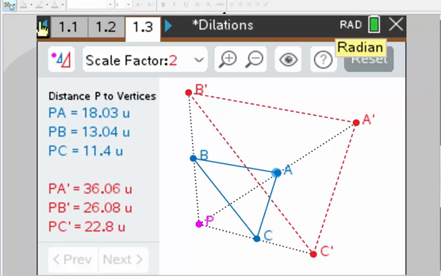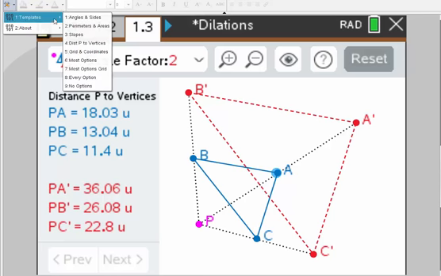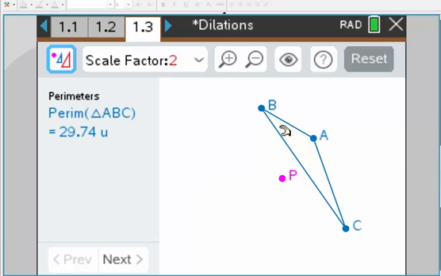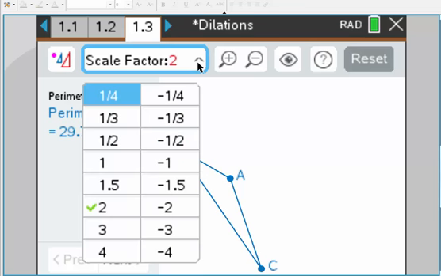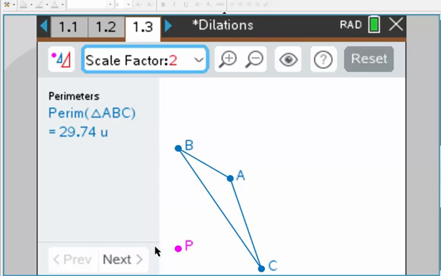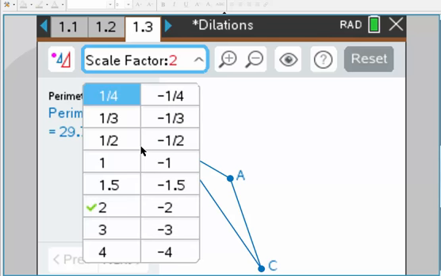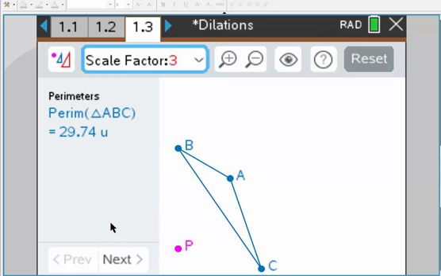So I'm going to go over to the tools here and click on the templates. We can talk about corresponding angles and sides, but let's look at perimeters and area because we're not going to be able to look at everything here. So right now it's telling you the perimeter of this triangle is that. So I think what I'm going to do is pull the point over here and pull this here so that we can see things better. I'm going to change the scale factor. Notice we have a whole bunch of scale factors here that we could use, positive and negative. Let's try 3. Okay, so I'm going to dilate triangle ABC with scale factor 3 about point P.